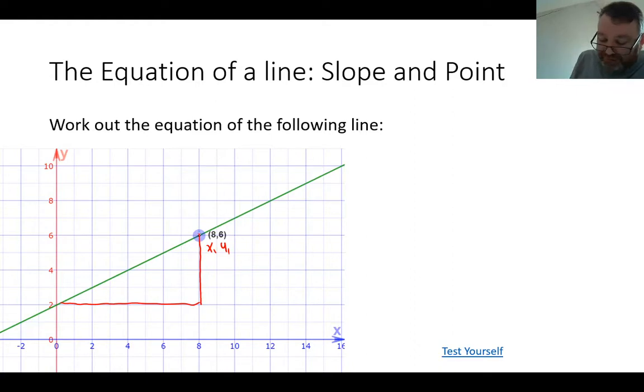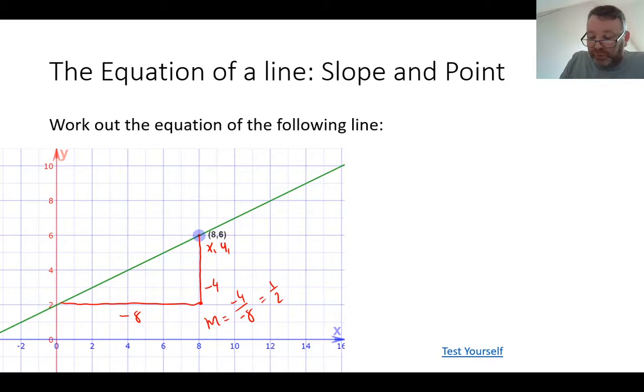Now, starting here, we're dropping from 6 to 2. So that's a drop of 4. And then we're running backwards from 8 to 0, which is minus 8. So therefore, the slope of this line is the rise minus 4 over the run minus 8. Now, a rise of minus 4, it kind of sounds as if it's contradicting itself. A rise of minus 4 is a drop, okay? Just in case you're wondering, a negative rise is a drop. So minus 4 over minus 8, which is a half.